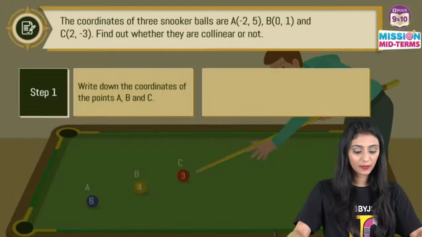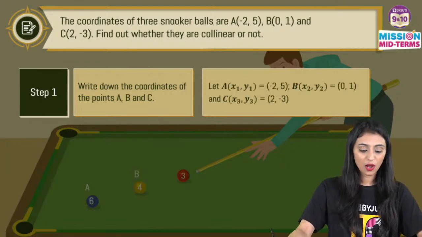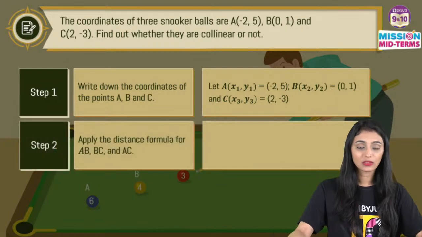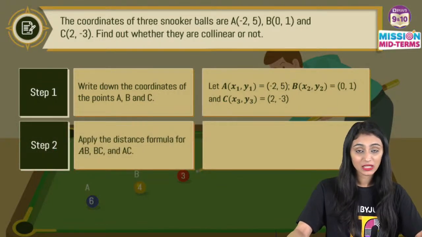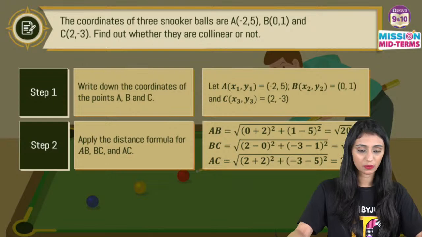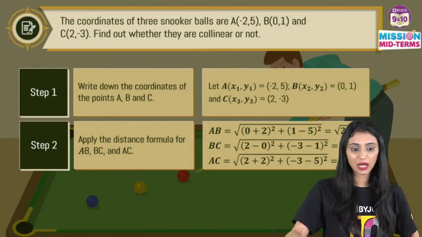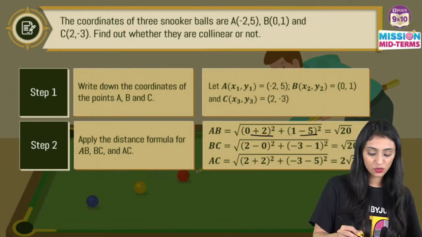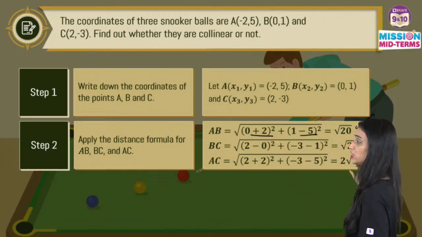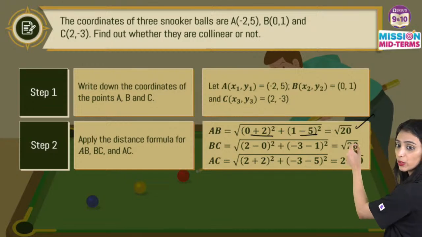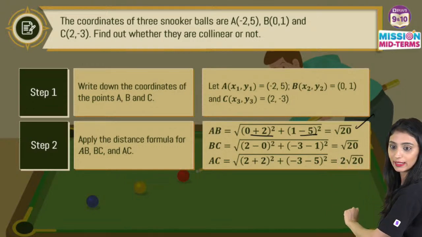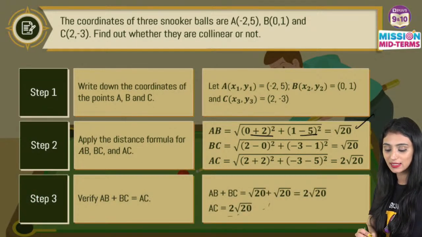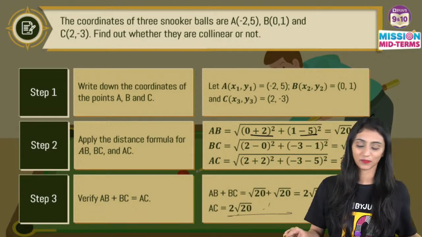Okay, let's find this out. So, again, I'll be marking them as x1, y1, x2, y2, x3, y3. Let's find out the distance AB, BC, AC. Distance we will have to find out. पहले distance find करना पड़ेगा. So this is 0 plus 2 whole square, 1 minus 5 whole square. Like this, you find for each one of them. You get root 20, root 20, 2 root 20. Correct? Now let's check this out. If you add AB plus BC, you get AC. That means yes, they are collinear.